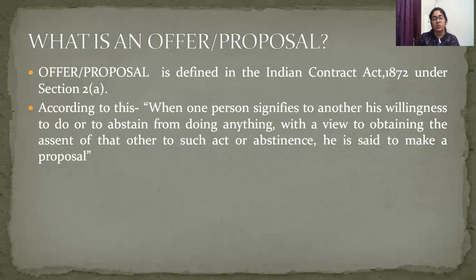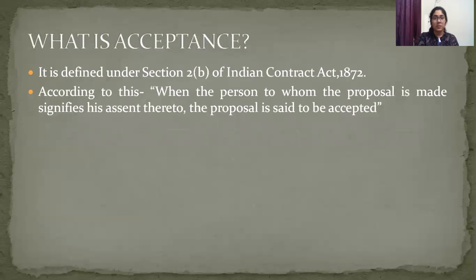This is a proposal to person B, because here I have signified my willingness to do something with a view to obtain his assent, his approval. Then I have made a proposal. I asked him, can I buy your vehicle? Definitely, because I want his assent. I want him to say yes. So I have proposed to him, right? So this is a proposal.